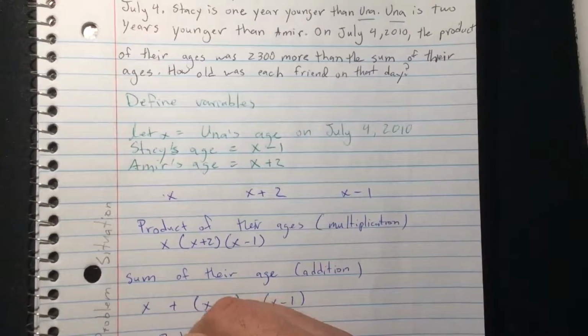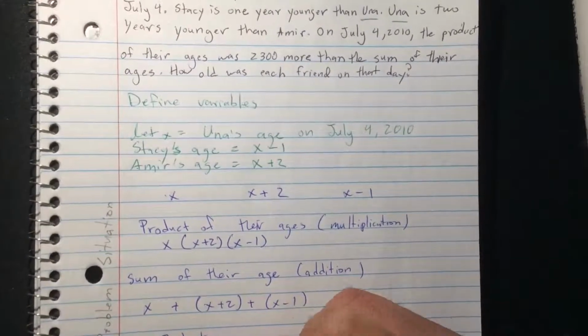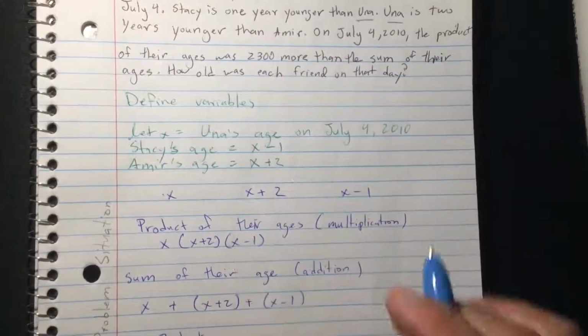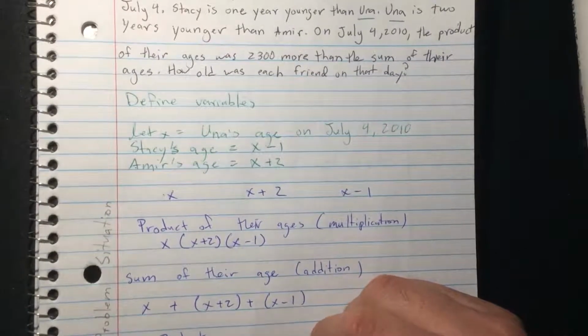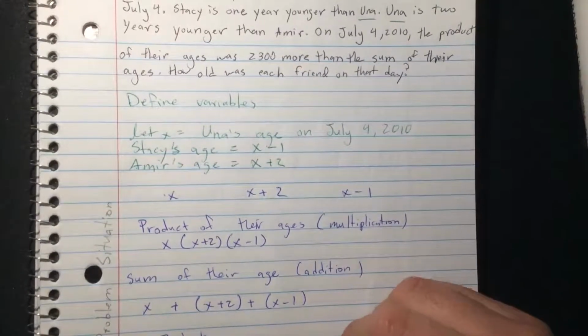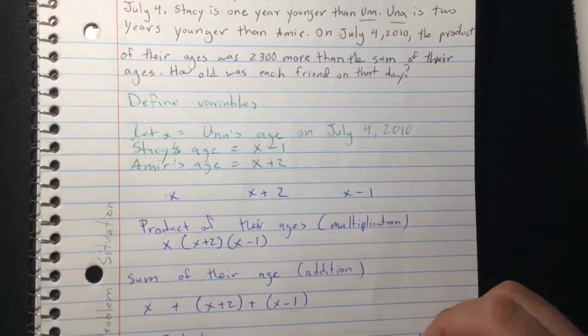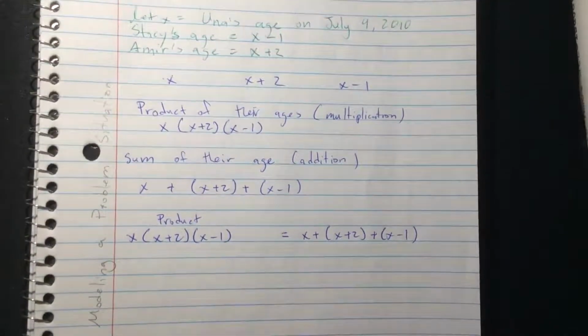X times x plus 2 times x minus 1. Put the equal sign here because we're not really sure yet where we're supposed to put the 2,300. And then the sum we're going to write over here as x plus 2 plus x minus 1.